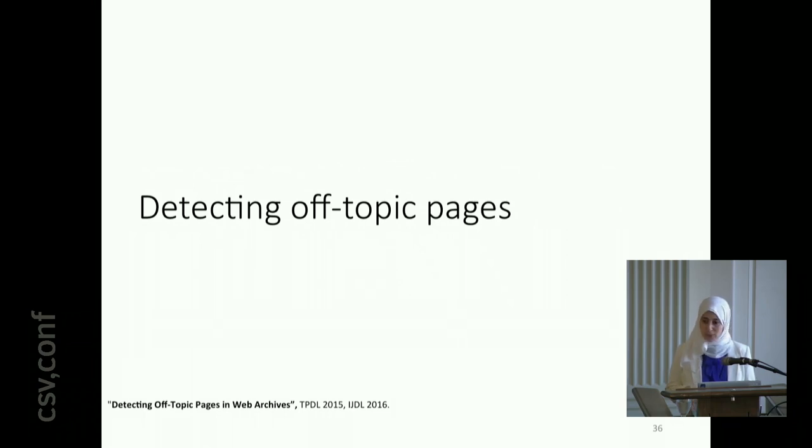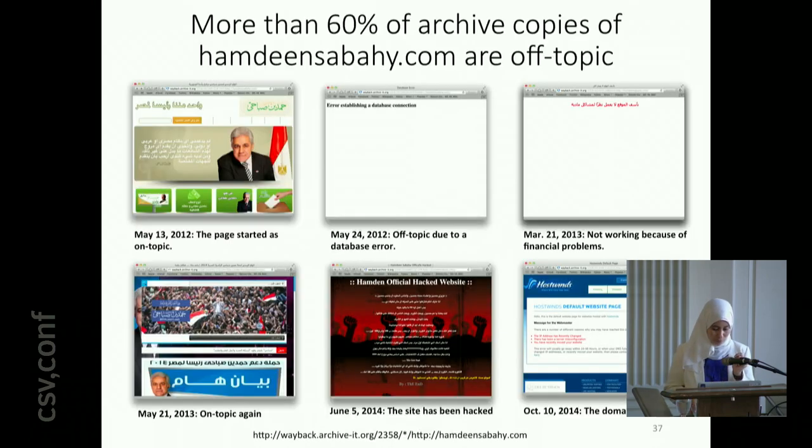The second part is to reduce the candidate pool of archived pages that we have. First, we started by detecting the off-topic pages, because the collection has off-topic pages, and I'm going to show you this. This is one of the pages for one of the most famous figures at the time of the Egyptian Revolution. He wasn't the presidential candidate. And this page is one of the pages of the Egyptian Revolution collection at Archive-It. This page has thousands of copies through time. As you see here, it has many copies that are off topic for many reasons. For example, it went off topic because of a database error. It went off topic because of financial problems.